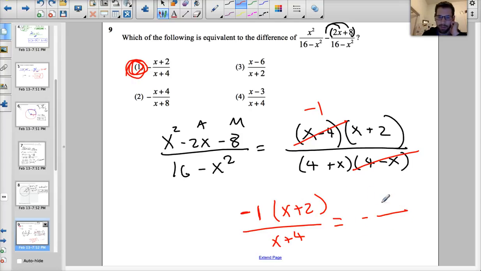We could write it with a negative out front, the x plus 2 on the top, and the x plus 4 on the bottom.